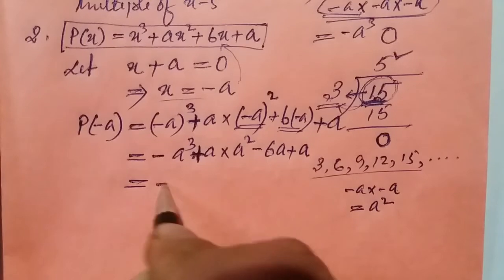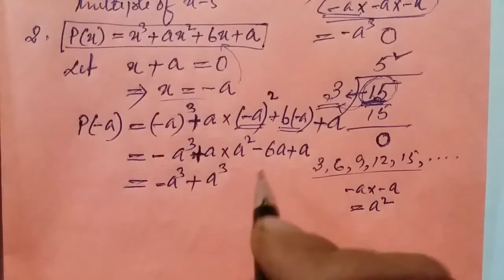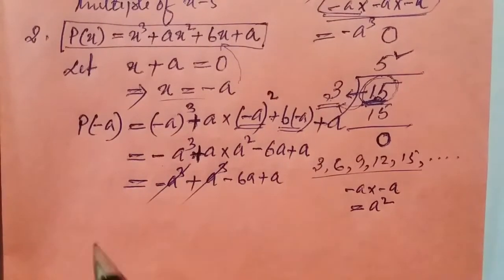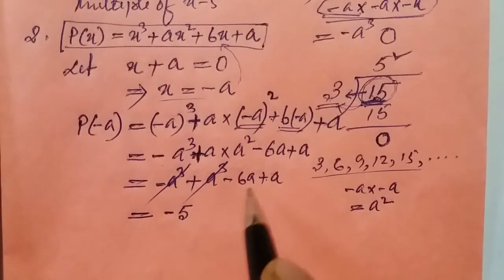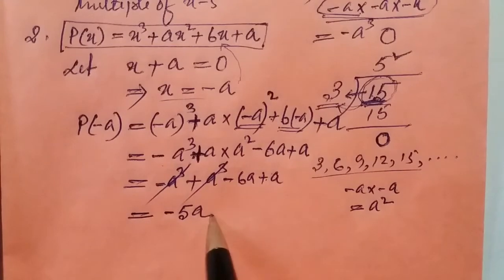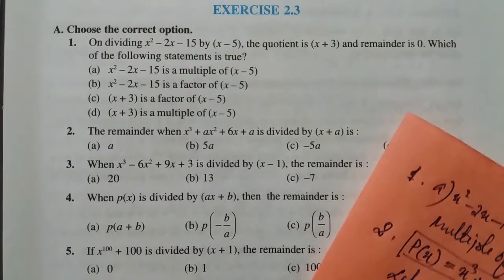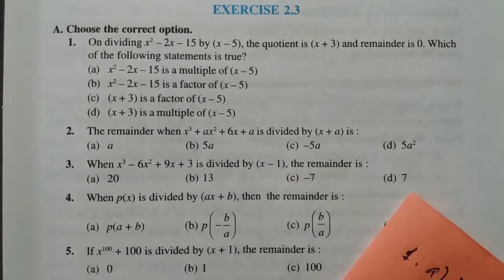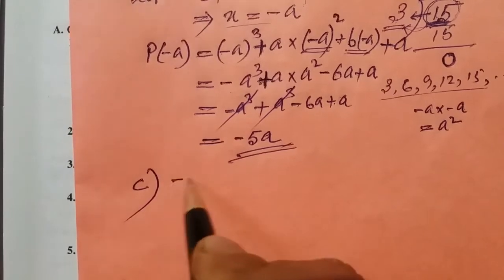Now minus a cube plus a into a square is a cube minus 6a plus a. Now minus a square plus a square is 0 already. Now minus 6a plus a, minus 5, since minus number is bigger here, minus 5a. So this is the remainder, minus 5a is the remainder. So this is our answer. Now let's see which is this one is given in which option. C. So C is our correct answer, C. So question number 2, correct answer is C, which is minus 5a.